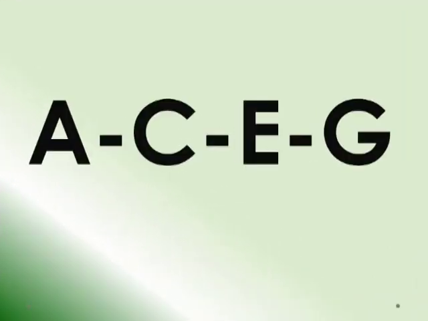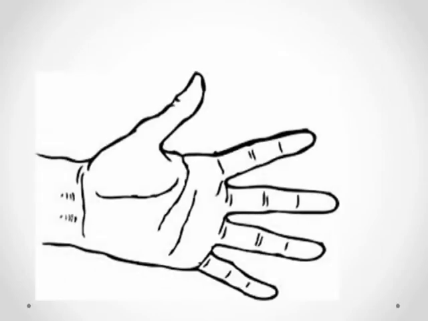Now again, say the letters A, C, E, G for the spaces of the bass clef. Again, say it 25 times for the spaces of the bass clef. A, C, E, G. Again, we can also use our fingers to associate the spaces of the bass clef. We have here A. For the second space, C. For the third space, we have E. And finally, we have G.